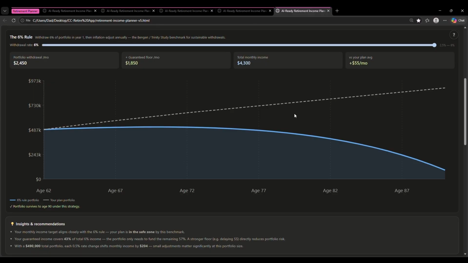So my recommendation here, and again this is not financial advice, I'm not a financial advisor, to remind you, but my recommendation for using the tool would be to run the slider until you find the rate where your versus your plan card reads close to zero. That's the rate the research says matches your income target. If the rate is above 4%, your plan is in the safe zone. If you need 5.5% to match your target, that's a conversation worth having with yourself.